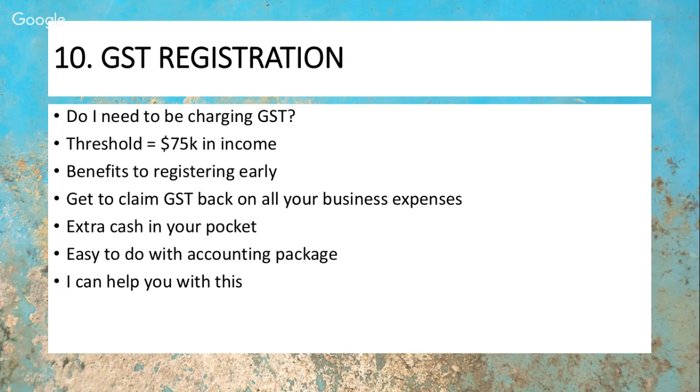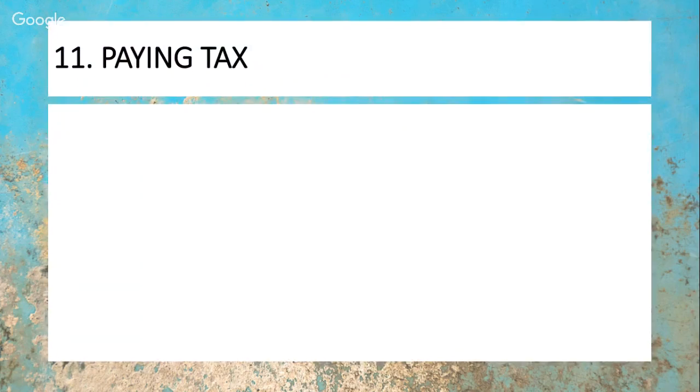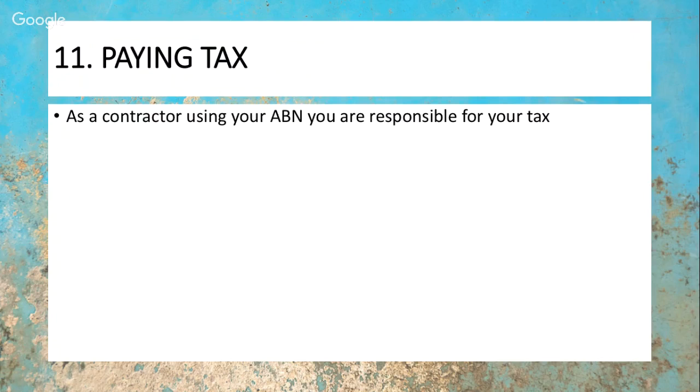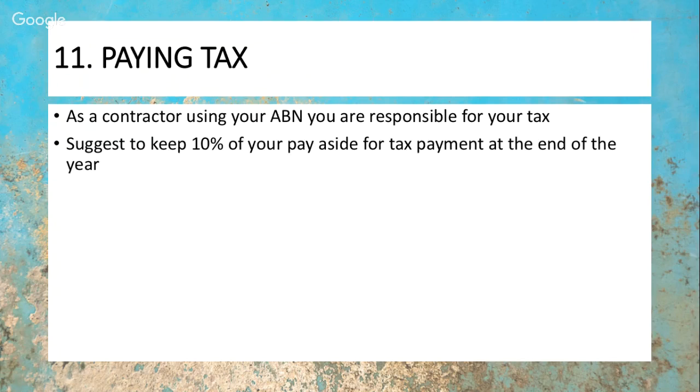And the last one, tax hack number 11, is paying tax now that you're a contractor. As a contractor using your ABN, you are responsible for your own tax. So you no longer have an employer paying that for you on your behalf. My suggestion is to keep around 10% of your pay aside for the tax payment at the end of the financial year. This does depend on what else you have going on.